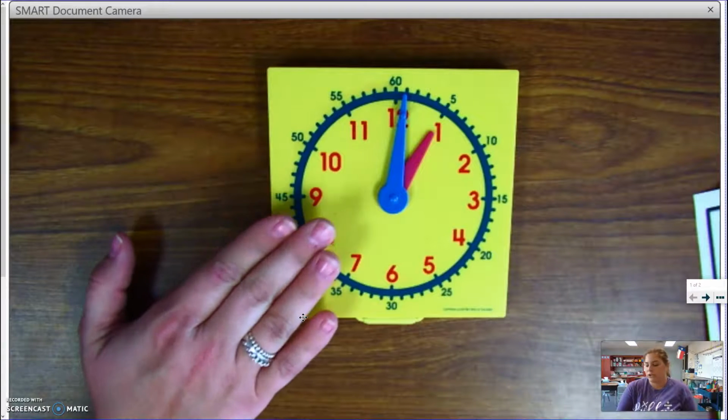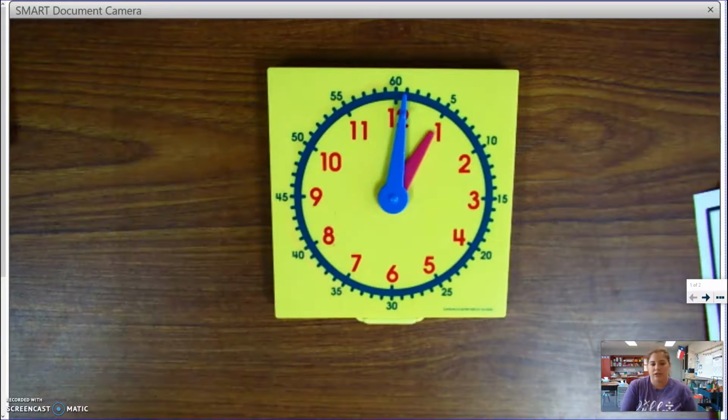All right, boys and girls, we're going to be working with these clocks and our time for the rest of the week. So make sure you have this handy and ready to use during your small group lesson.